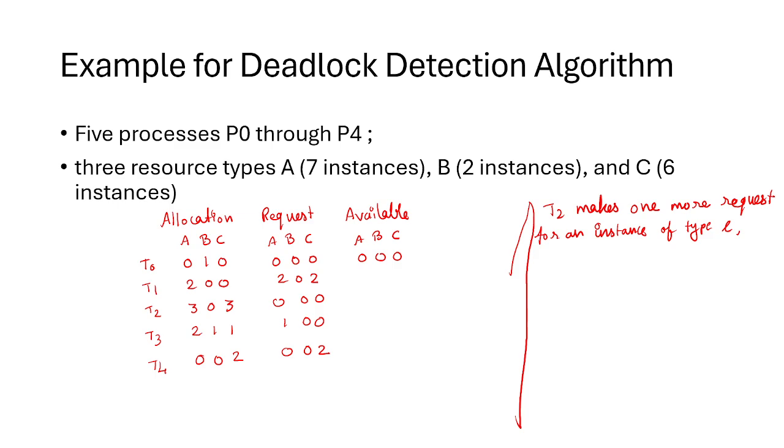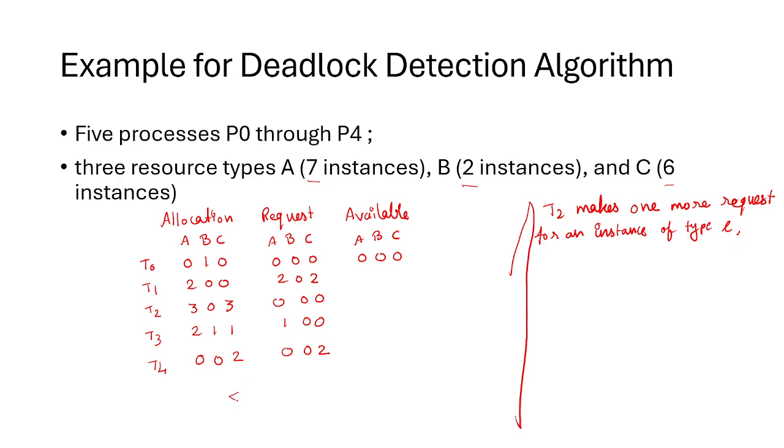Consider the example for the deadlock detection algorithm. We have 5 processes, P0 through P4, and 3 resources A, B, C. A has 7 instances, B has 2 instances, and C has 6 instances. This is the current state, so this has already been allocated to each thread. This is the current request. This is the available. We find the safe sequence.